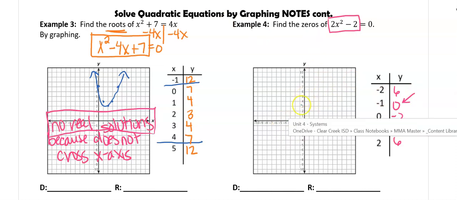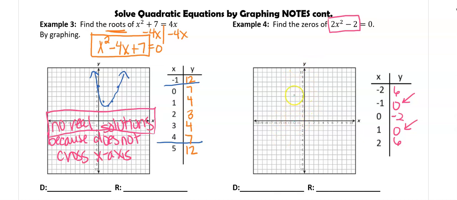Okay, so let's go plot these. -2, 6. Oh my goodness. -1, 0, 0, -2, 1, 0, and the reflection just goes right over there. It's kind of symmetrical. Draw my U shape, and there is my parabola. Hopefully I did it right. Let me check my answer key. Yep. And our answers are where it crosses the x-axis, so they're right there. That is 1, 0, and -1, 0, and that's it.